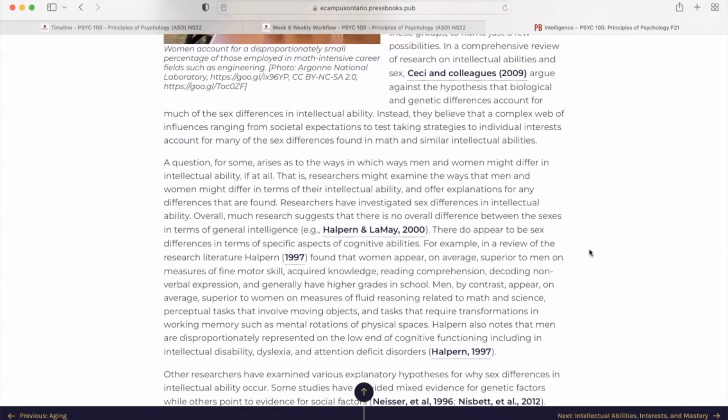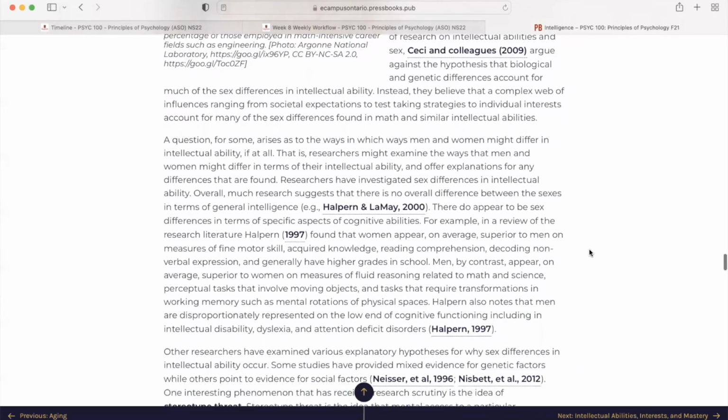Ceci and colleagues in 2009 argue against the hypothesis that biological and genetic differences account for much of the sex differences in intellectual ability. Instead, they believe that a complex web of influences ranging from societal expectations to test-taking strategies to individual interests account for many of the sex differences found in math and similar intellectual abilities.